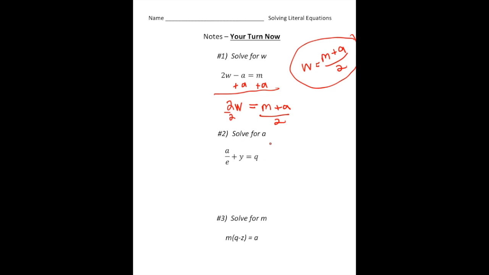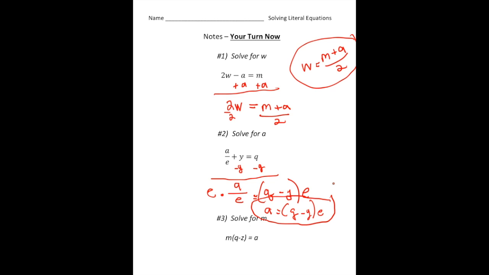The second one we're solving for a. The a is over here, so first I'm going to subtract y from both sides. Now we have a divided by e equals q minus a y. Then last I'm going to multiply both sides by e. I'm going to put this in parentheses and multiply by e. So a is going to equal q minus y times e. I know that's messy, but I think you can follow along with the steps.